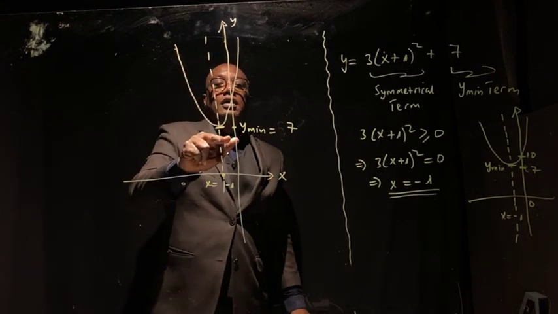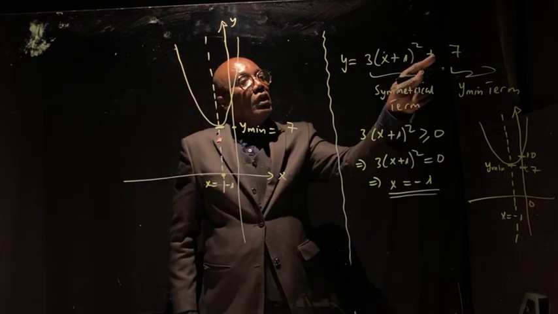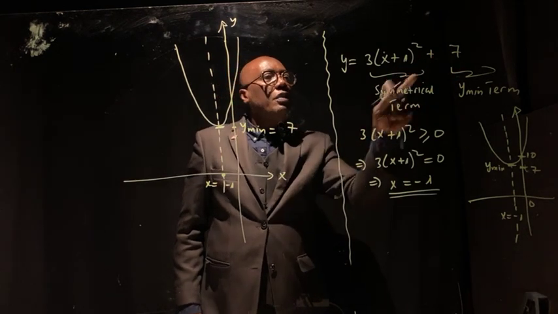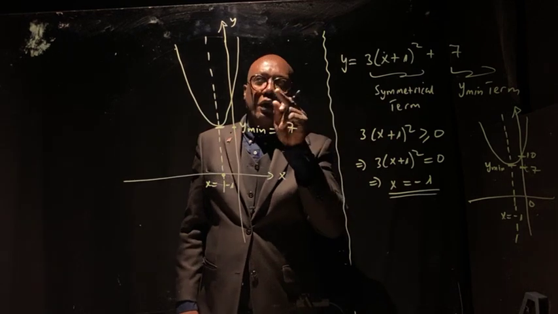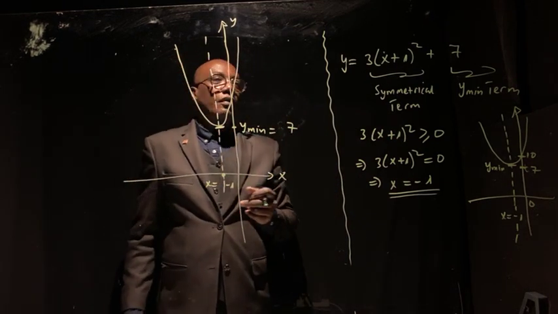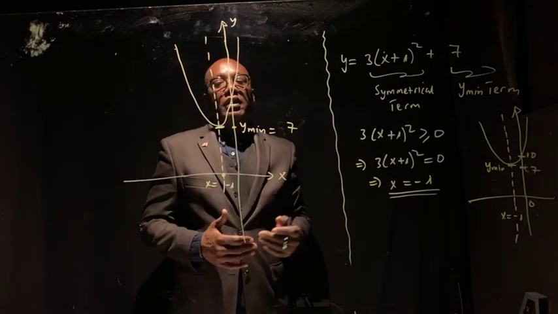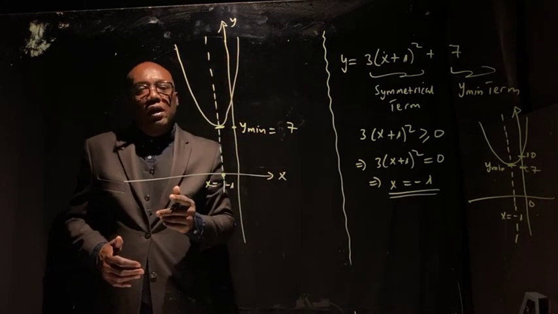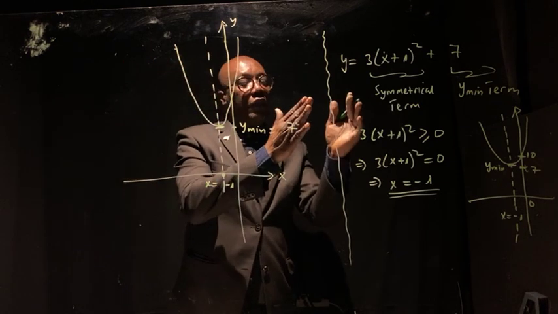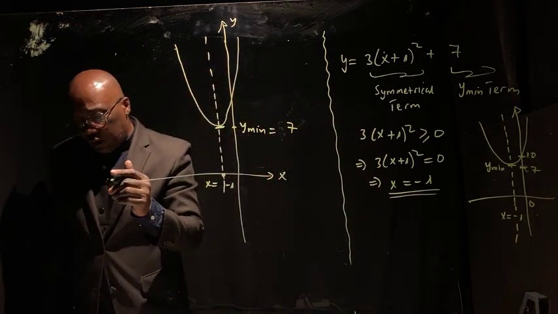You can see that the curve never crosses the x-axis, never, because the y minimum term is positive. In case the y minimum term is negative, then you can say that the curve will cross the x-axis. That's the way you can answer that question. There is also another way that you can answer the same question. This is an alternative form of asking the question.